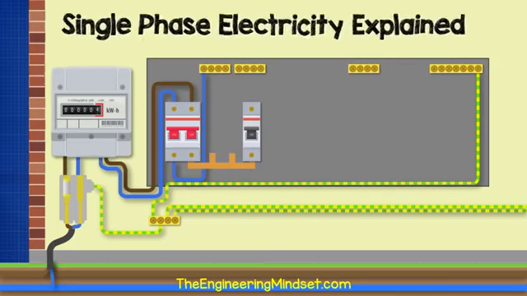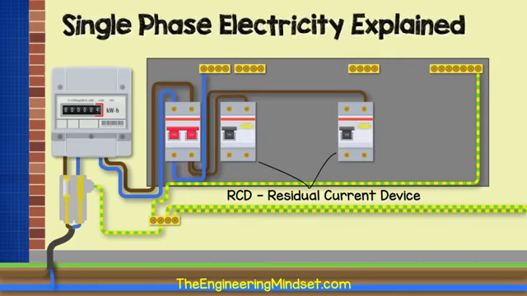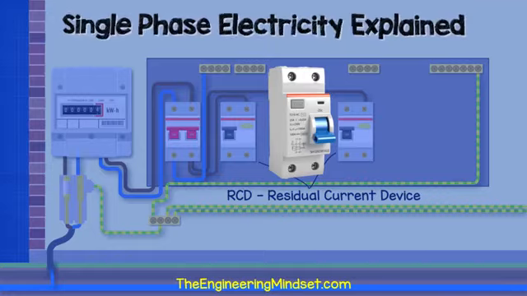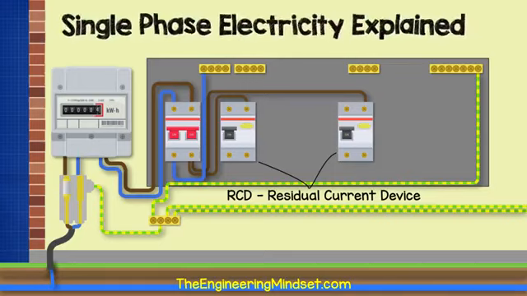The phase line enters the RCD or residual current device, again usually entering via the top. This RCD switch is constantly monitoring the electrical current. It's checking if the current in the phase line is equal to the current in the neutral line. If these 2 currents are not equal, then there is an electrical fault and the device will quickly and automatically cut the power to everything past the switch.